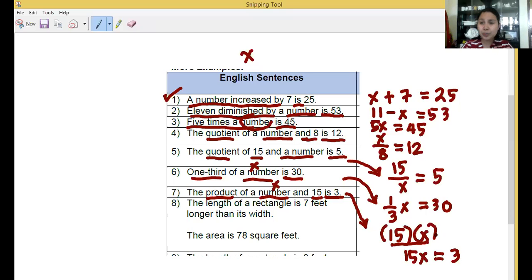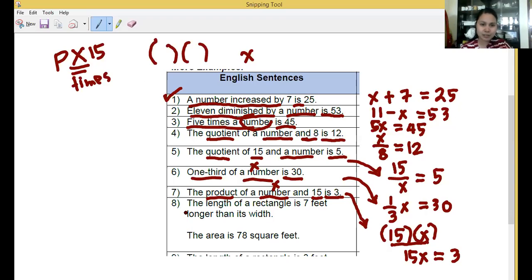Now, do not write, sometimes you write it this way. The product of a number times 15. Please do not use x to symbolize times. I'll be mistaken it to see as an x as a variable. So I prefer having the parentheses for your multiplication.